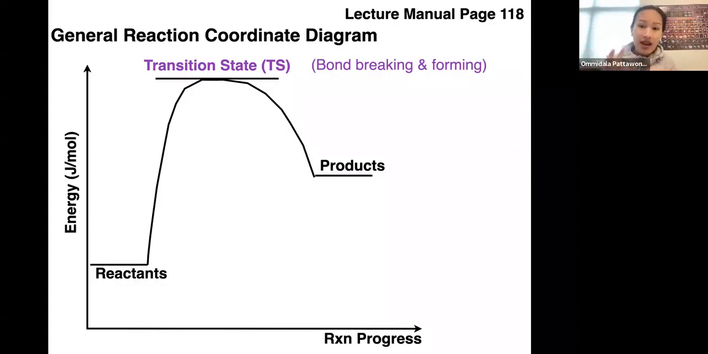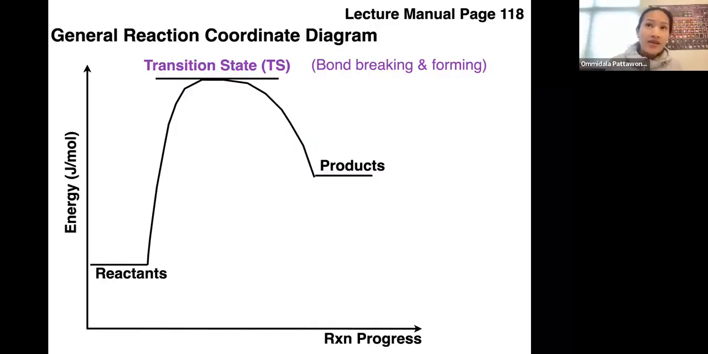That state right there, when the bonds are breaking and forming, is what we call the transition state. So the transition state is the state where the two reactants collide with each other with the proper orientation. If they collide without proper orientation, it is going to lead to an unproductive pathway that leads to something else that is not product.